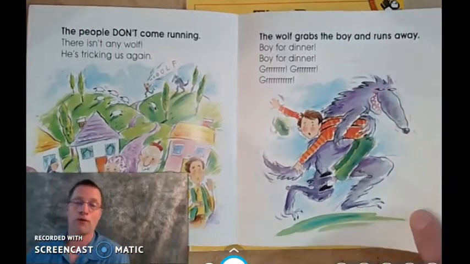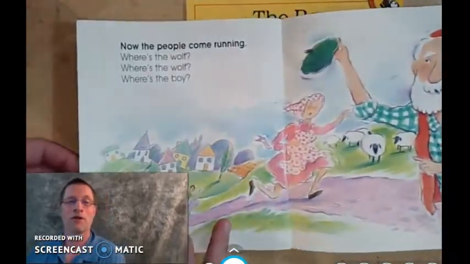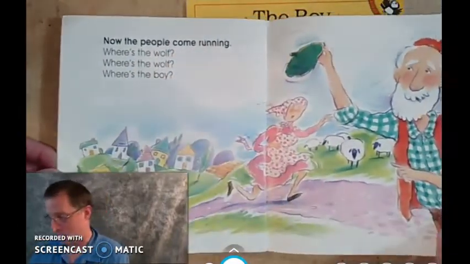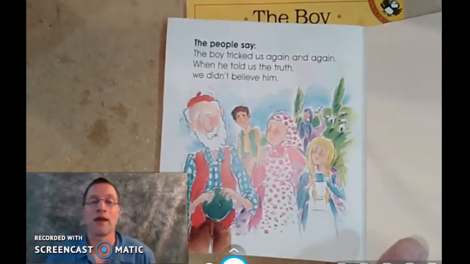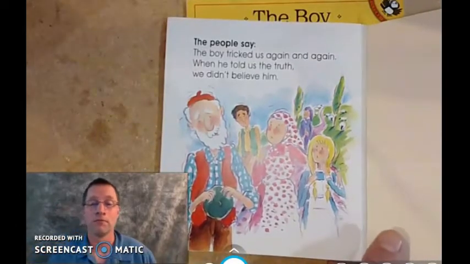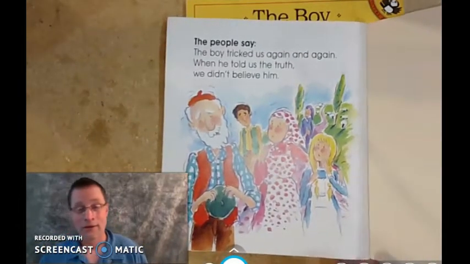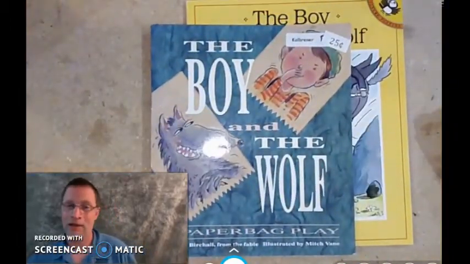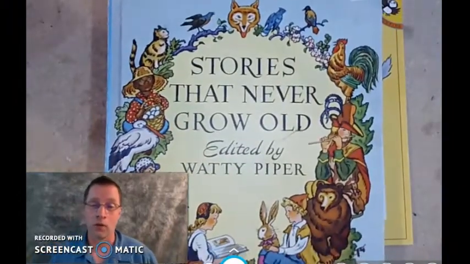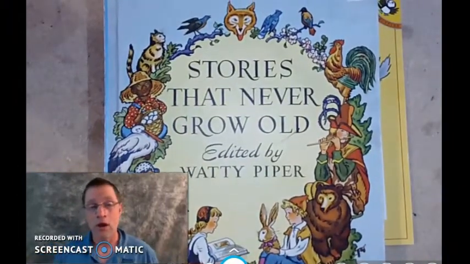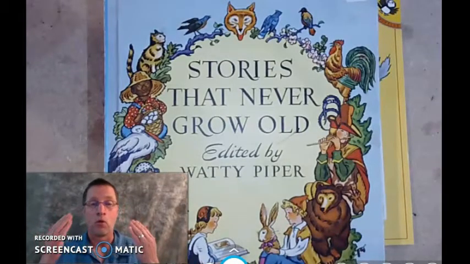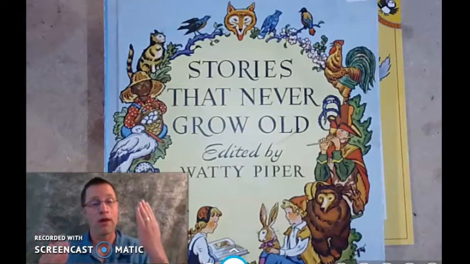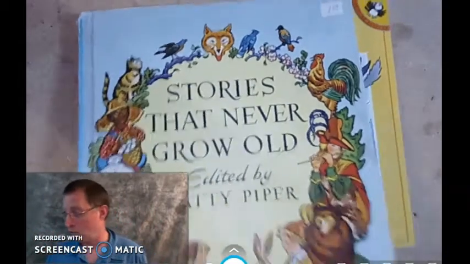And you think, oh, the boy's going to escape. But when I turn the page, look at this. Now they came running. And the boy wasn't there. And the people said, the boy tricked us again and again. When he told us the truth, we didn't believe him. And so in the end of this, the boy gets eaten. That is completely different than the ending of this, where the boy only gets scolded. So, right there, we already have a text-to-text connection. One ended with the boy just getting in trouble, and the other with the boy getting eaten by the wolf.